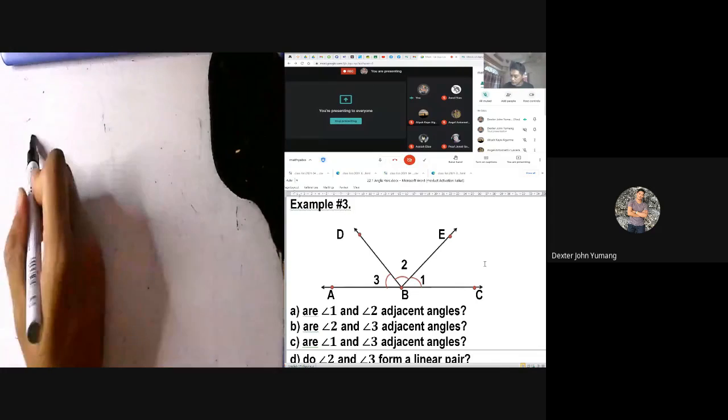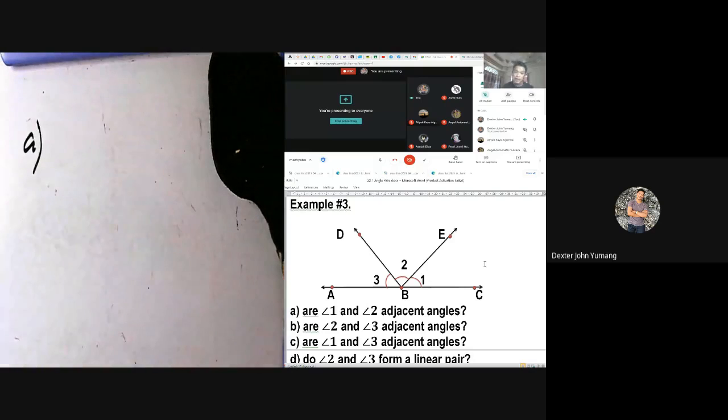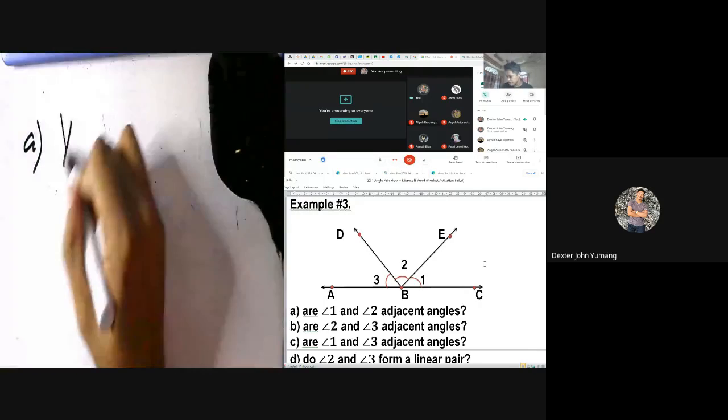So, letter A, sabi po daw, angle 1 and angle 2. Take a look at angle 1 and angle 2. So, yung 1 and 2, adjacent daw po ba sila? When you say adjacent, magkatabi ba sila? Yes or no? The answer here is yes.